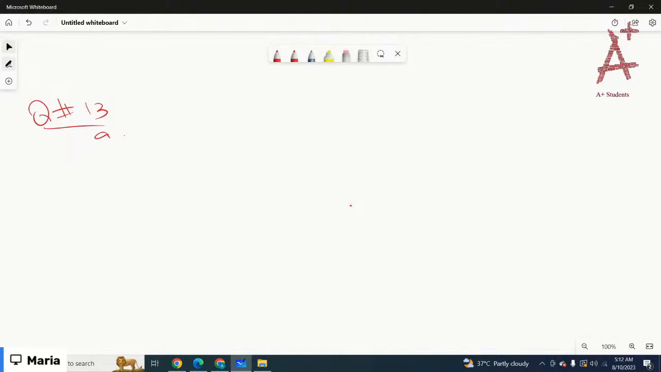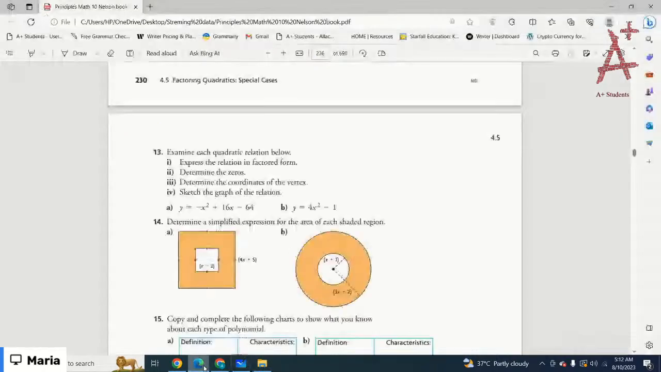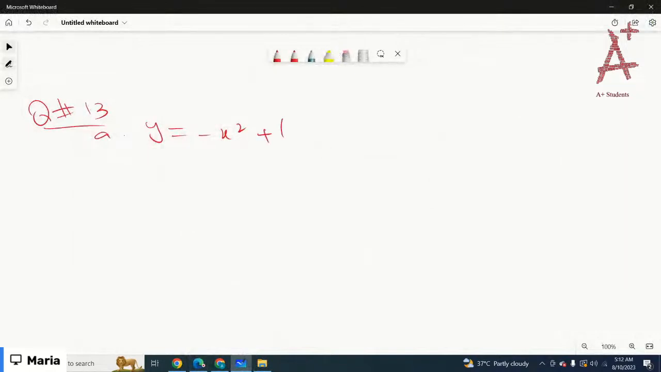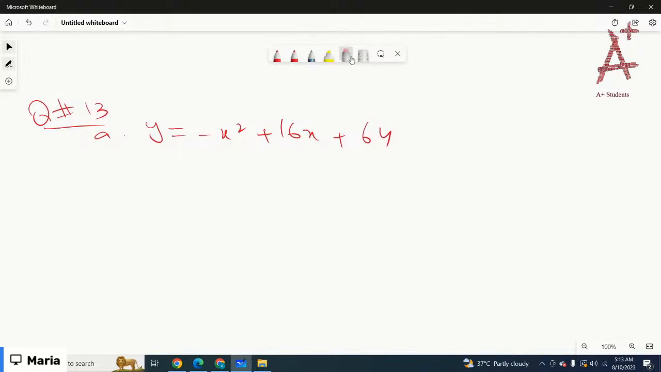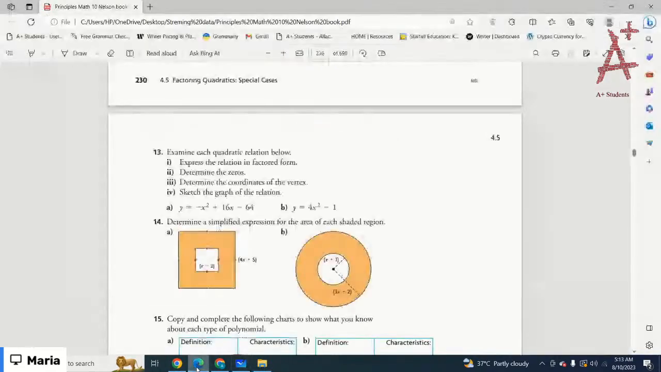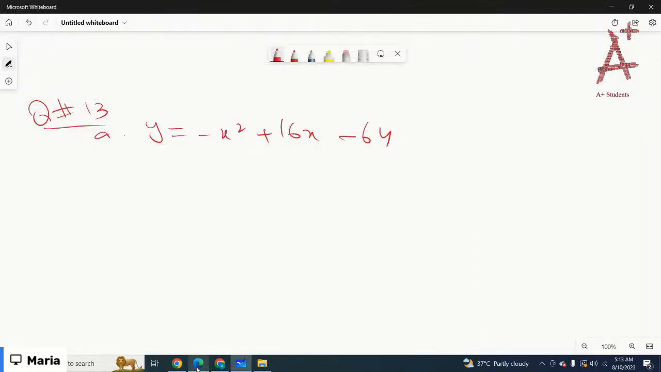Okay, the equation is y equals negative x squared plus 16x minus 64. Okay, and what values do you have to calculate? Express the relation in factored form, determine the zeros, determine the coordinates of the vertex, and then sketch the graph. Okay, first of all, we have to factor.